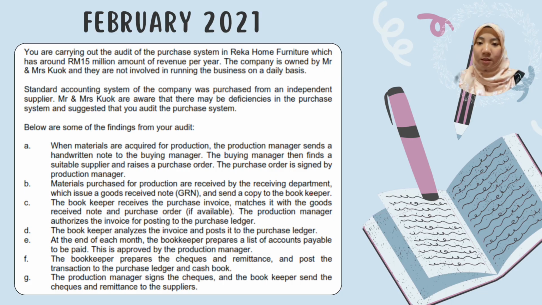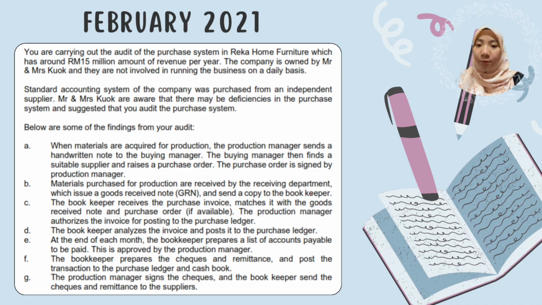The standard accounting system of the company was purchased from an independent supplier. Mr. and Mrs. Kwok are aware that there may be deficiencies in the purchase system and suggested that you audit the purchase system. Below are some of the findings from your audit. A. When materials are acquired for production, the production manager sends a handwritten note to the buying manager. The buying manager then finds a suitable supplier and raises a purchase order. The purchase order is signed by the production manager.